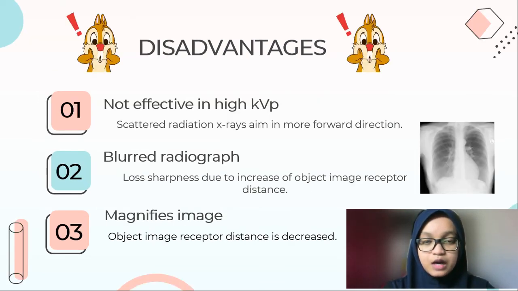However, there are some disadvantages of using the air gap technique. Firstly, this technique is not effective in high kVp because scattered radiation X-rays aim in a more forward direction. Other than that, this technique can lead to a blurred radiograph. It will result in lost sharpness due to the increase of object and image receptor distance. Last but not least, this technique will cause image magnification because the distance between the object and image receptor is increased.